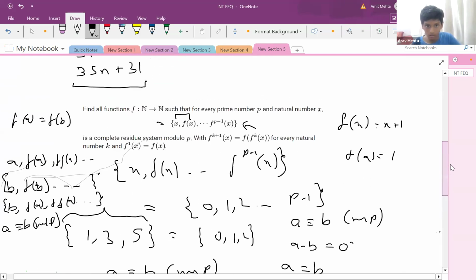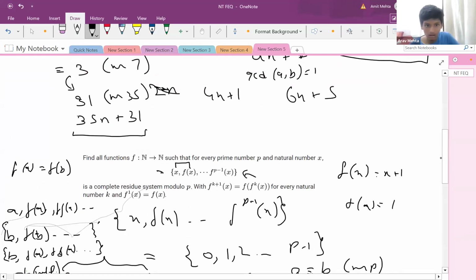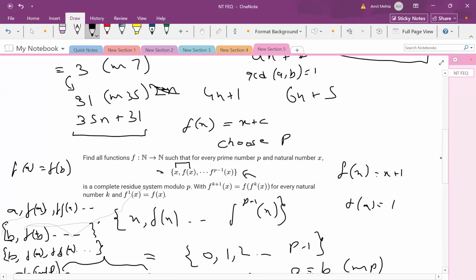So I'll give another hint. Basically, the idea is: assume f of x equals x plus c for some c and for some x. Then try to choose a prime p such that this set has two elements that leave the same remainder. Like if we choose a prime p which is a divisor of c, wouldn't that work? Wouldn't it be a contradiction?